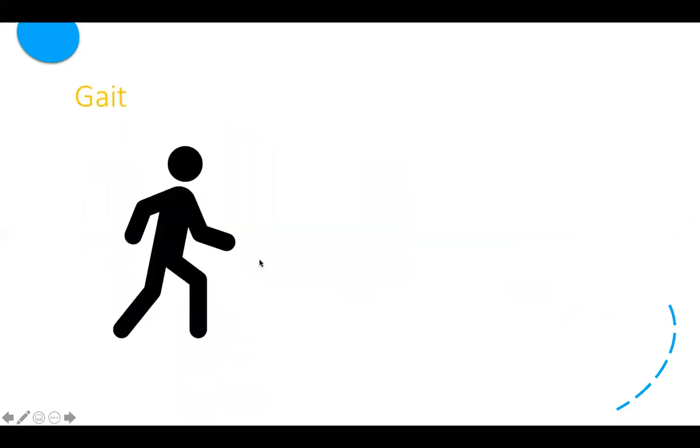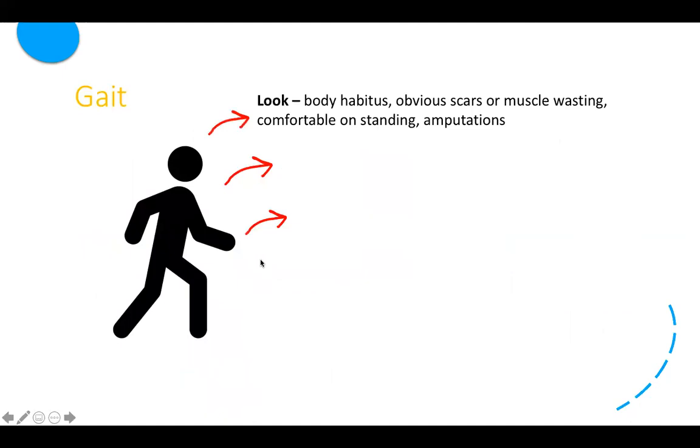Okay, so we're gonna start with gait. And the first thing we're gonna do is look. So ask the patient, could you please stand up and just observe? See the general body habitus. Are there any obvious scars or muscle wasting? Do they look comfortable on standing? Do they need any support while standing? Are there any obvious amputations that you can see?